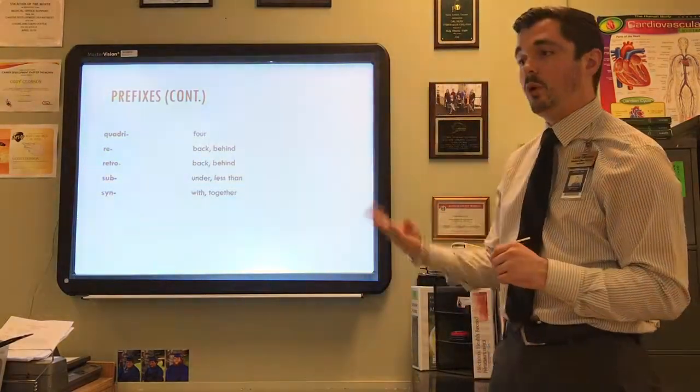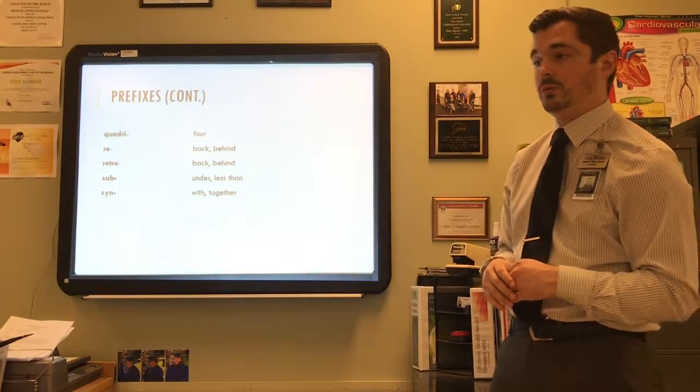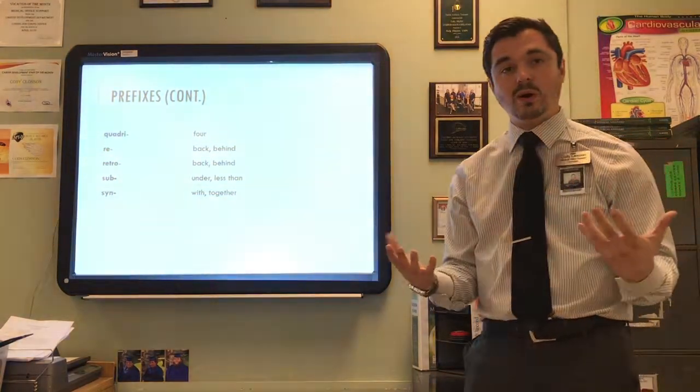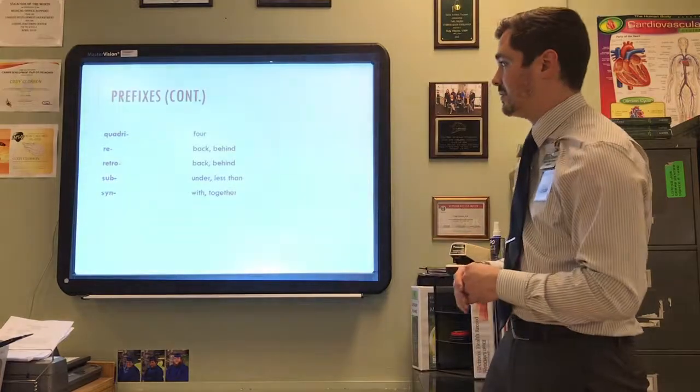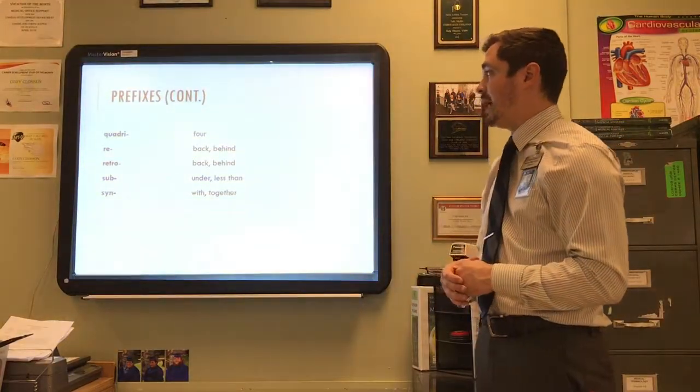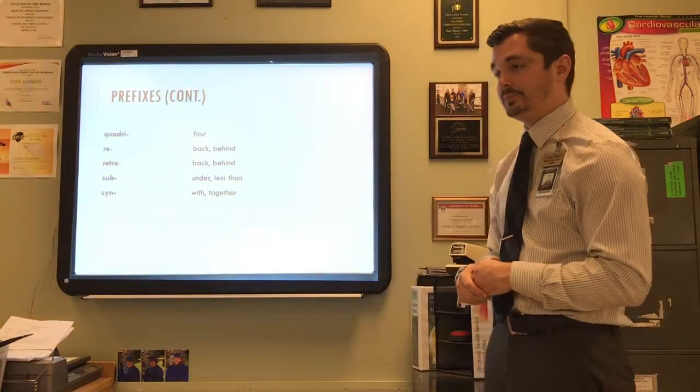Quadra means four. Okay, you ride your four-wheeler or your quad. Okay, that has four wheels. Re is back or behind, and retro is also back or behind.